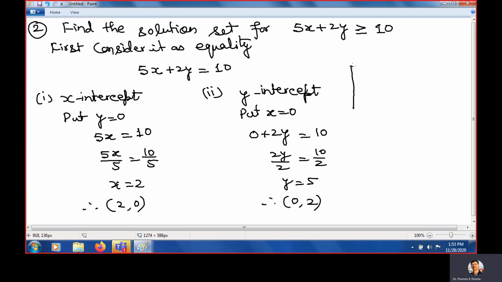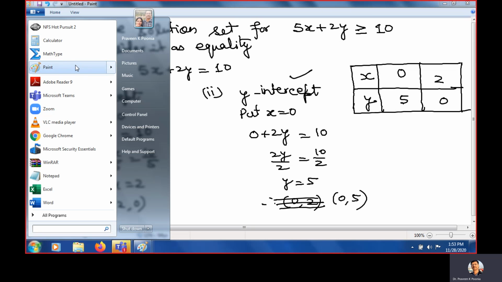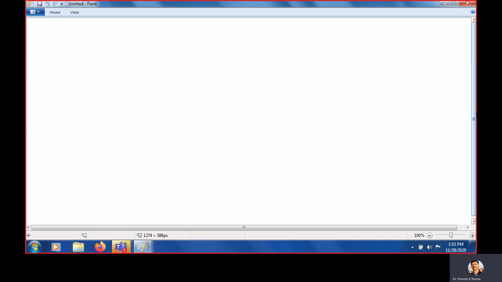Like I told you in the previous question, we can form the table also. It is entirely up to you how you solve it. You can solve by writing the x-intercept and y-intercept, or by making a table. Write here x is 0, so what is y? It is 5. Little correction: it is not 0, 2, it is 0, 5. And this is 2, 0. Okay, so these are the values.